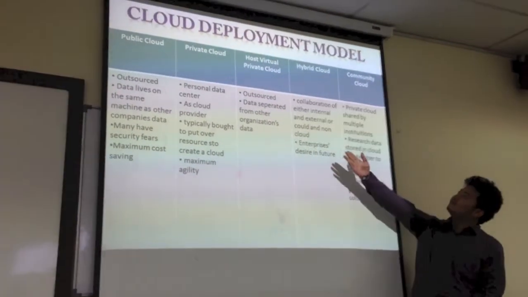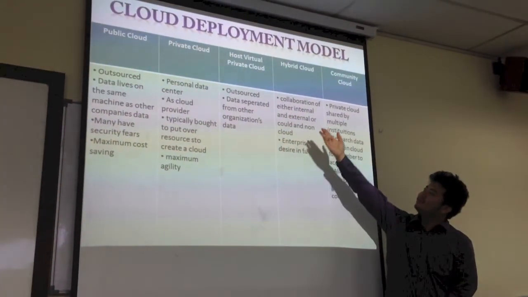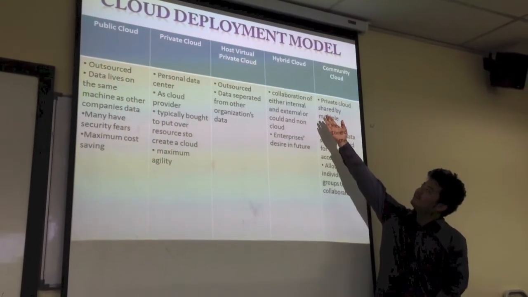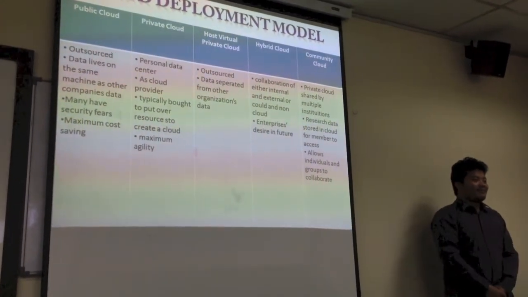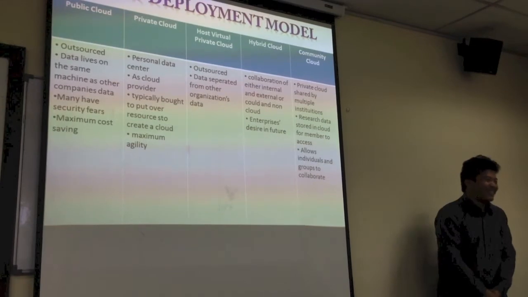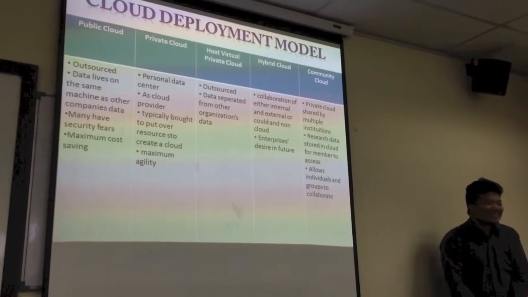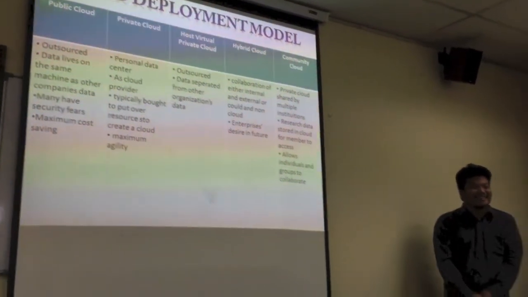This is the cloud deployment model. There are 5 kinds: public cloud, private cloud, virtual private cloud, hybrid, which is a mix of both, and the community cloud.